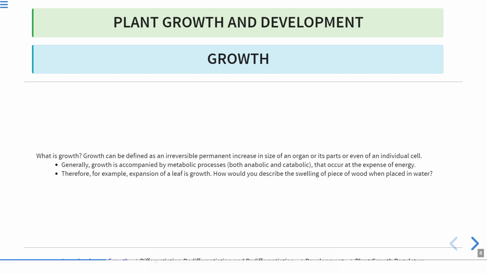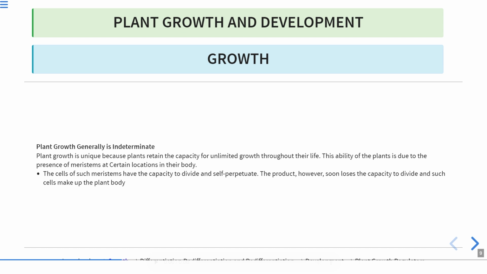Now, when the rainy season is gone, the water gets evaporated from this wood. The door gets opened and closed easily. So it is coming back to its original position. And growth is defined as irreversible, but here you can see the condition is reversible. The size that had increased is coming back to its original position. So this is not growth.